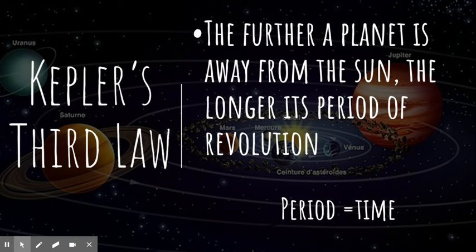So think about it. Which planet revolves around the sun the quickest? Okay, it's Mercury. Mercury is the closest to the sun. Which planet takes the longest to revolve around the sun? Okay, it's Neptune. That planet is the furthest away. Okay, and that has to do with gravity, and we'll talk about that later.